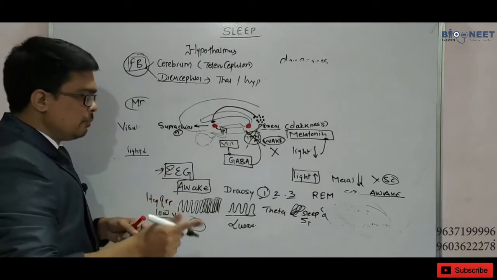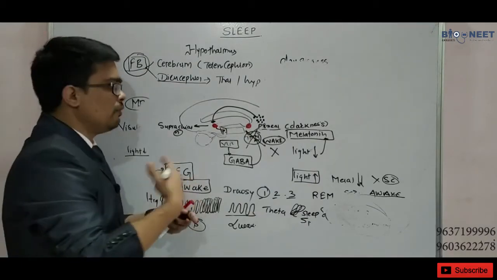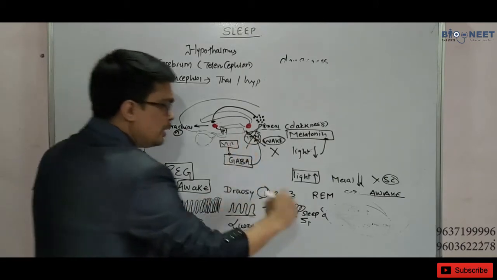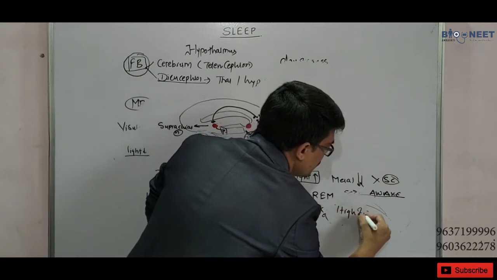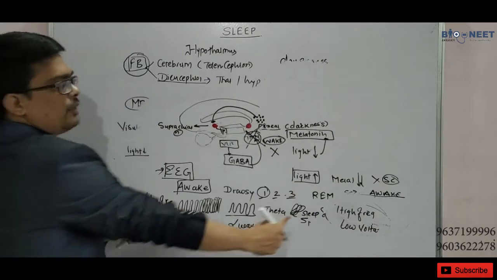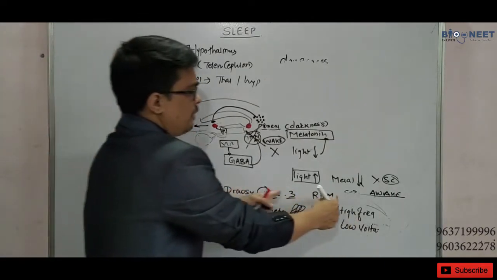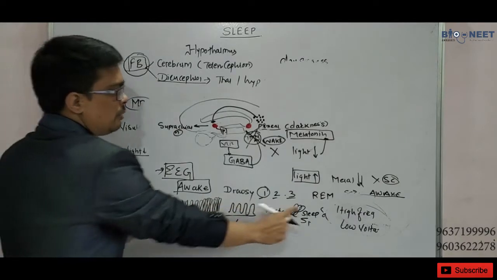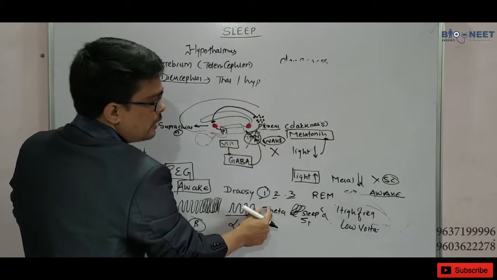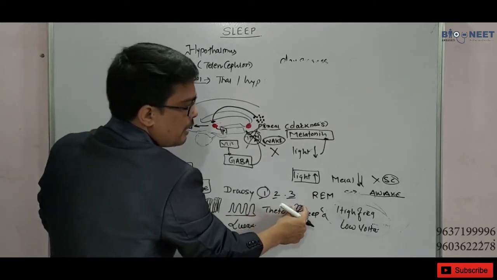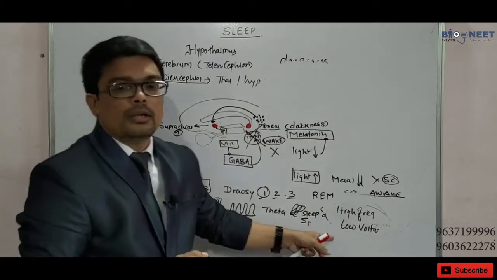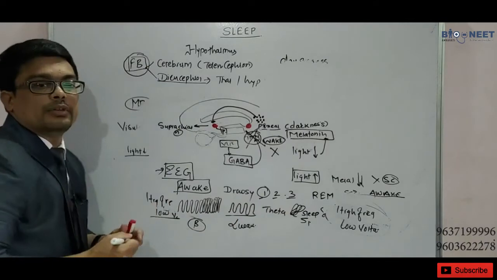Now REM sleep is like awakening, and in REM sleep you see high frequency, low voltage waves. So high frequency, low voltage whenever you are awake and whenever you are in REM sleep. These are the same. First drowsy, alpha wave, then theta wave, then sleep spindle, and then delta wave. And then in REM sleep it is the same as the awakening: high frequency and low voltage wave.